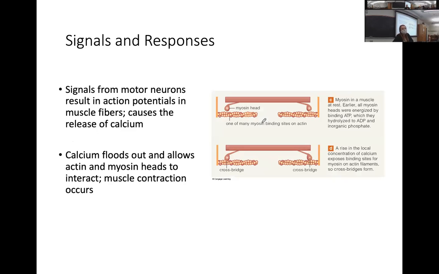So you have signals and responses. The signals from the motor neurons result in action potentials. Maybe you've heard of an action potential before. This is when the muscle fibers cause a release of calcium. And when that calcium is released, it floods out and allows the actin and the myosin heads to interact, and the muscle contraction occurs. So far with our skeleton and our muscle, we've seen that calcium is fairly important.